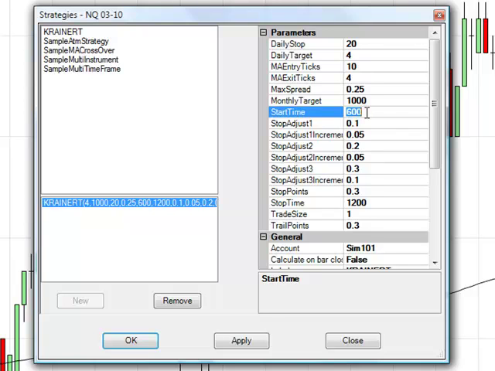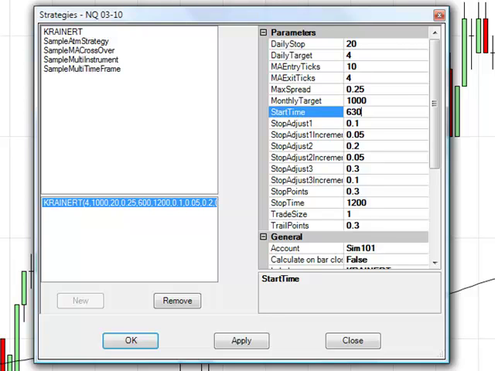Next is start time. I'm on the west coast of the United States in California, and so when the market opens up at 9:30 East Coast time, I have KRAINERT start looking for trades at that time, but that unfortunately is earlier in the day for me at 6:30 in the morning, so I have to set it for 6:30.